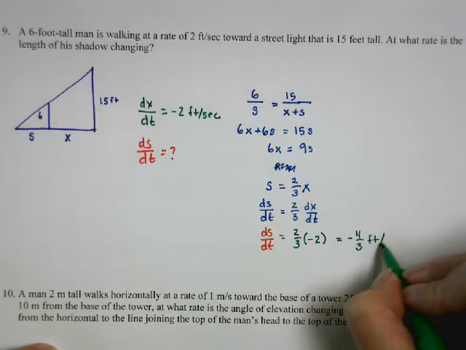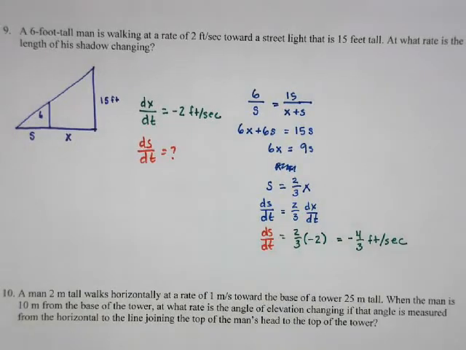Okay. Last example. A man 2 meters tall walks horizontally at a rate of 1 meter per second toward the base of a tower 25 meters tall. When the man is 10 meters from the base of the tower, at what rate is the angle of elevation changing if that angle is measured from the horizontal to a line joining the top of the man's head to the tower? So again, a picture is necessary.